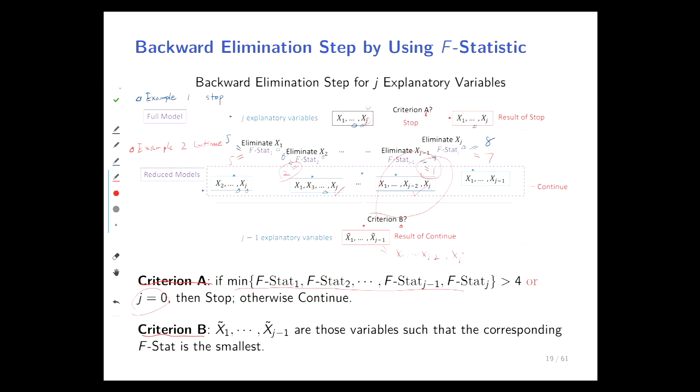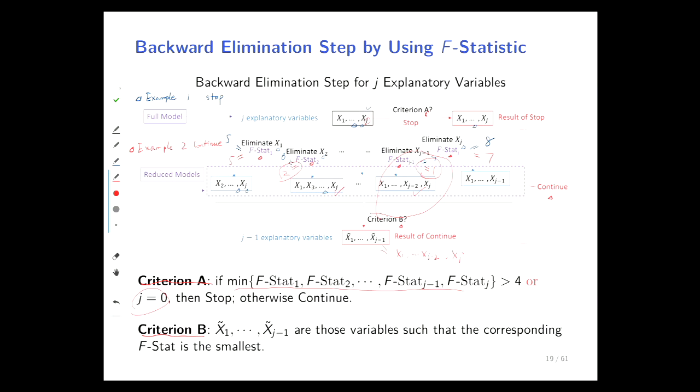I just explained it for the backward elimination step. So why, for the backward elimination step, is criterion B reasonable? Firstly, in order to proceed to criterion B, we need to have the result of continue, so that means we actually determine to eliminate one variable. Since we already have this decision, we need to consider which variable we should eliminate. What we can do here is compute all the F statistics.